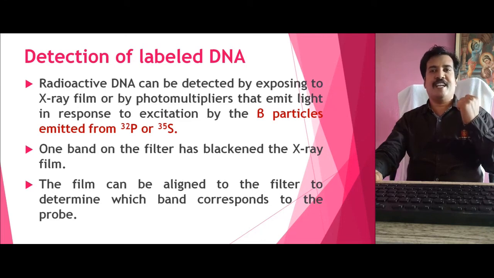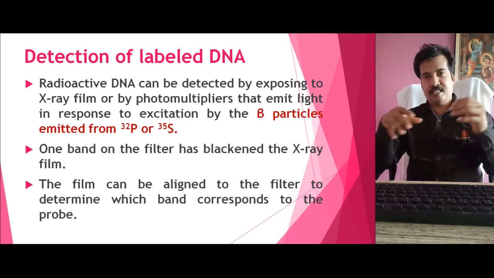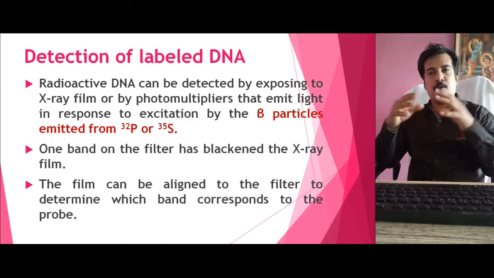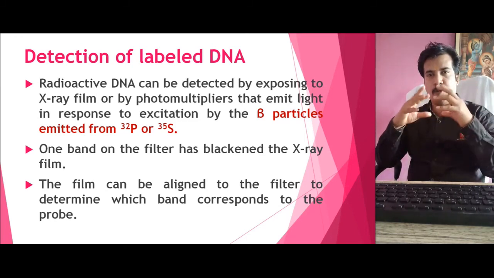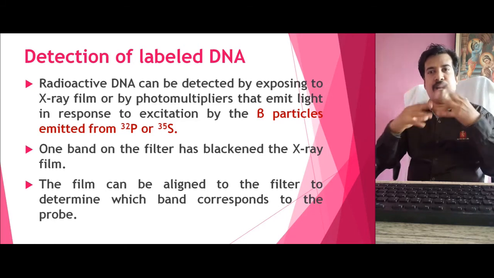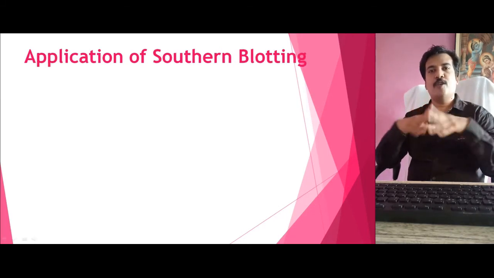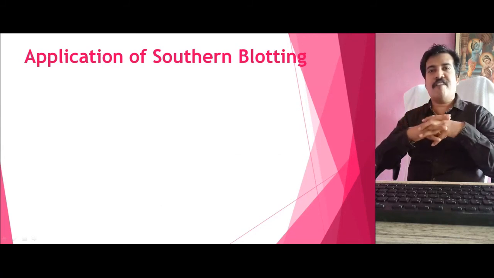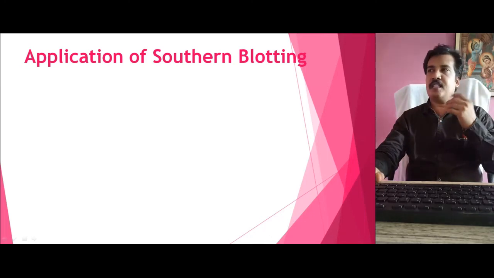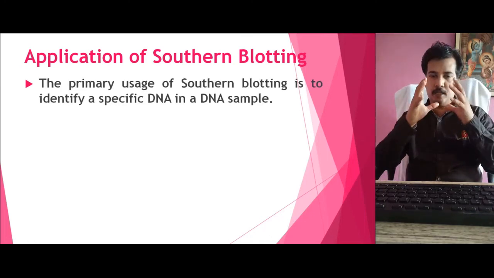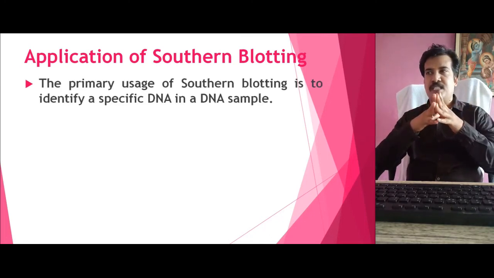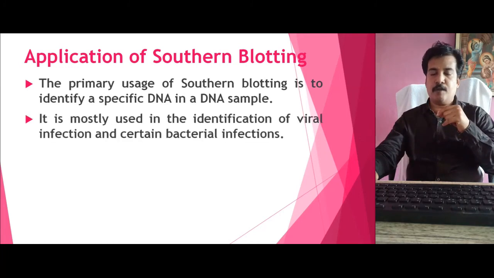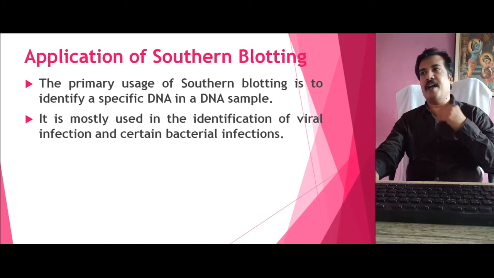Southern blotting technique. After this, having thought about what the Southern blotting technique is, the principle behind it, and the practical procedure, it is important to understand the various applications of this technique. The Southern blotting technique is primarily used to identify a specific DNA in a DNA sample. That was the prime objective for which it was developed.